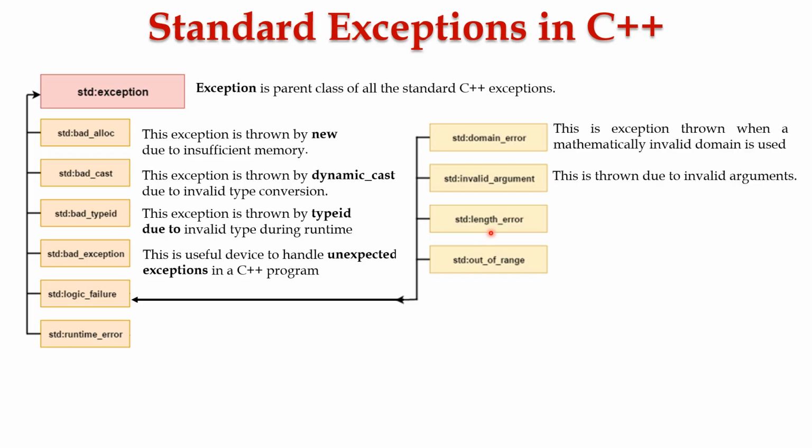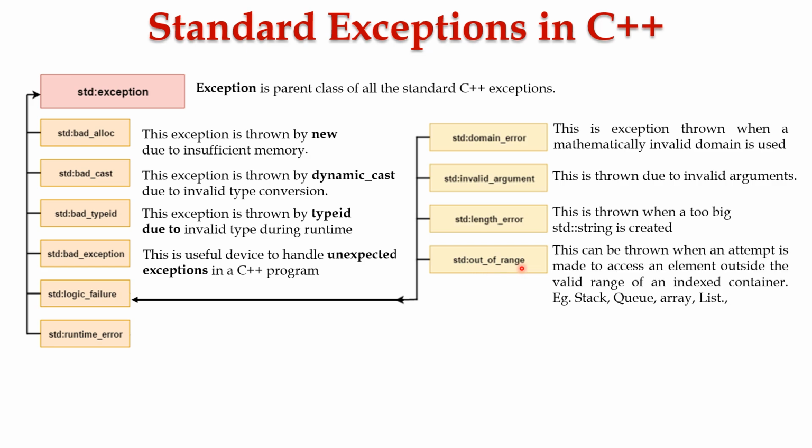Next comes the length_error subclass. This is thrown when a too big string is created. Finally, the out_of_range subclass. This can be thrown when an attempt is made to access an element outside the valid range of an indexed container. Container may be a stack, queue, array, or a list.